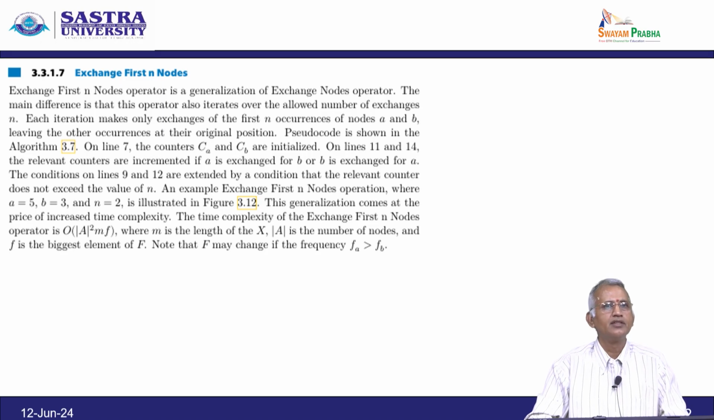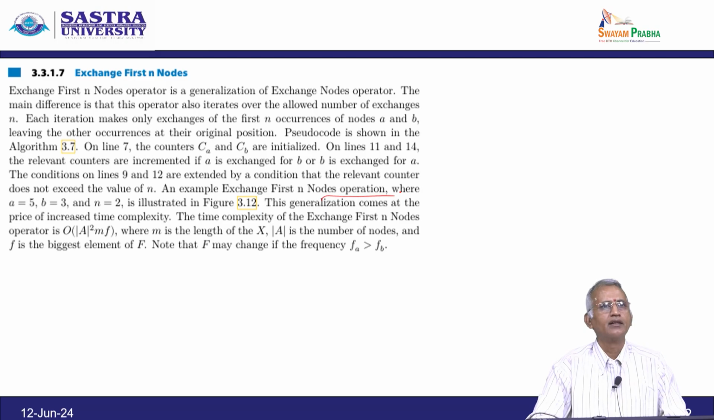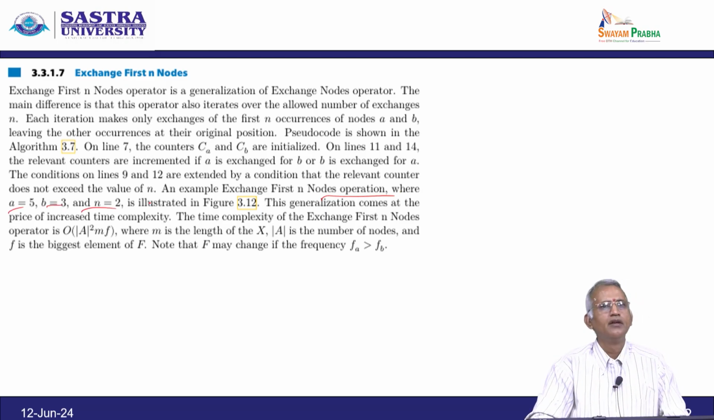If A is exchanged for B or B is exchanged for A, the conditions on lines 9 and 12 are extended by the condition that the relevant counter does not exceed the value of n. Example: exchange first n nodes operation where A equals 5, B equals 3 and n equals 2. We illustrate the example. The generalization comes at the price of increased time complexity.